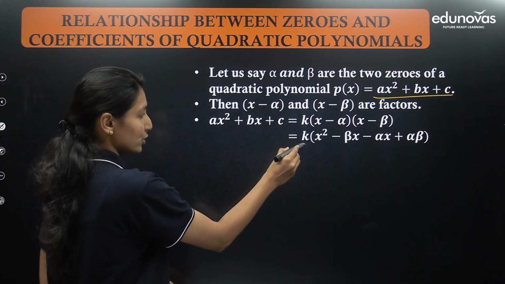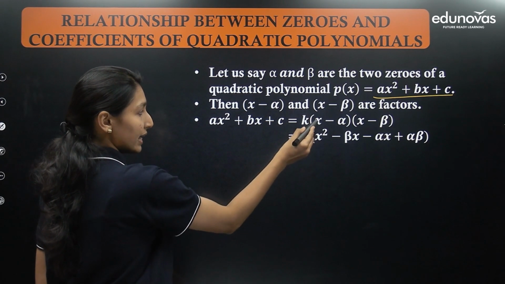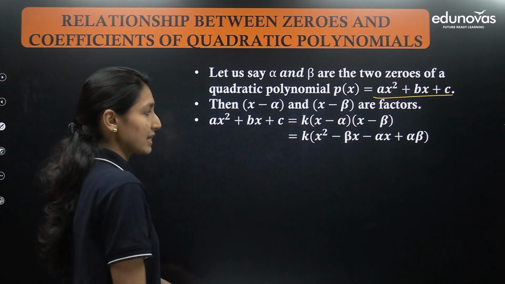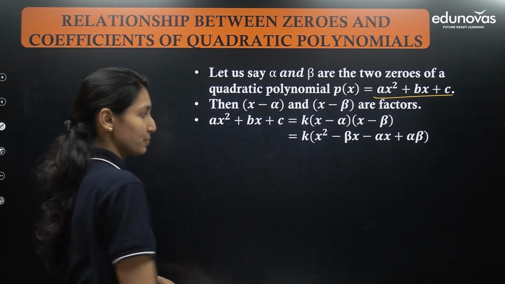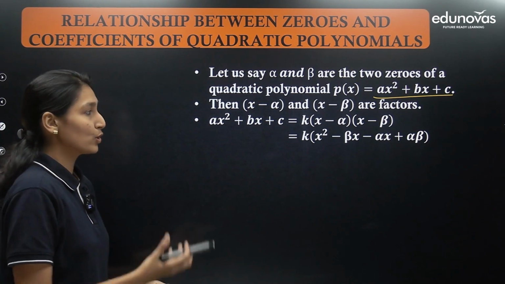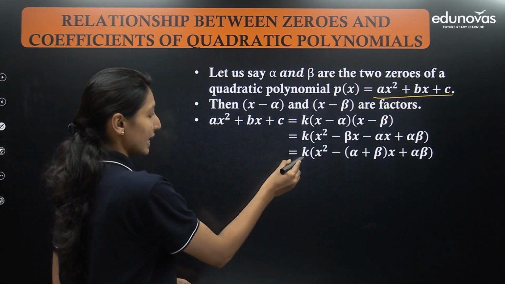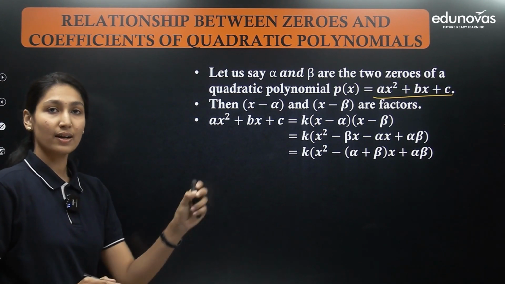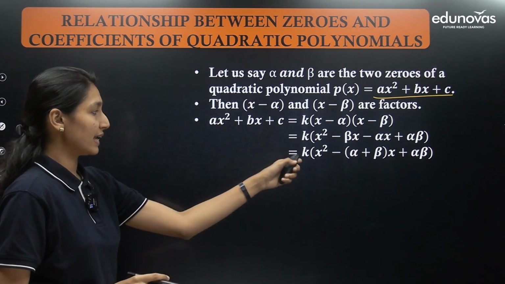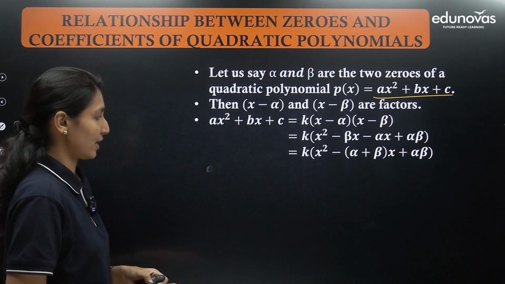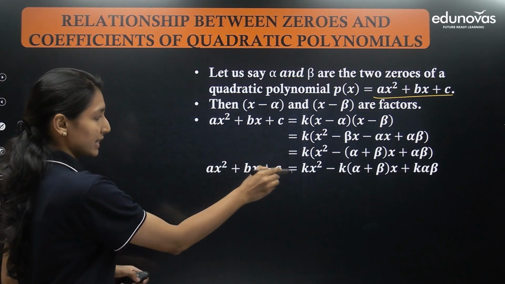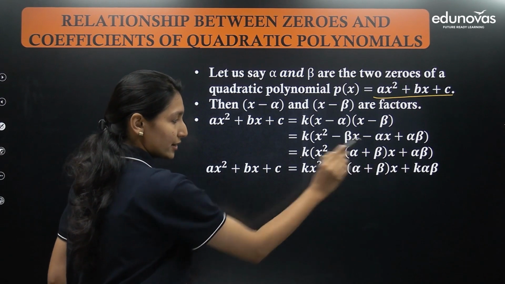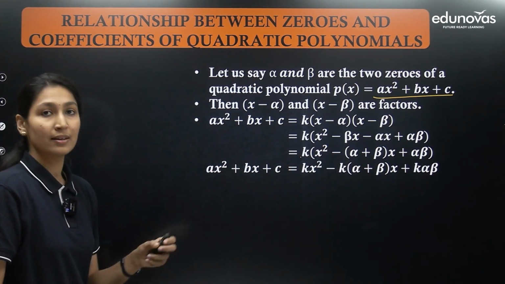Okay. Now, simplify the expression on the right hand side. This can be written as k into x into x, which is x square, x into minus beta is minus beta x, minus alpha into x is minus alpha x, and minus alpha into minus beta is plus alpha beta. Now, group the like terms. So this is k into x square minus alpha plus beta into x plus alpha beta. Now, multiply this k to each term of the expression. Therefore, we get ax square plus bx plus c is equal to k x square minus k into alpha plus beta into x plus k alpha beta.